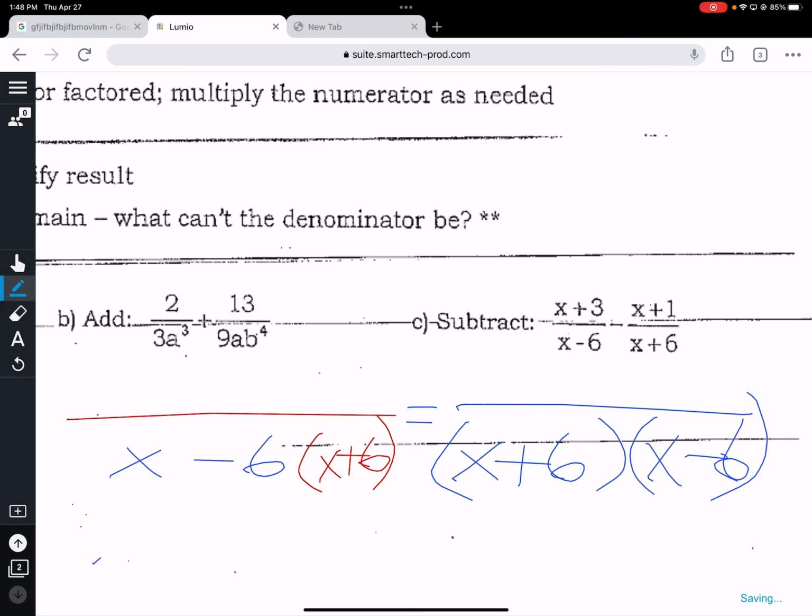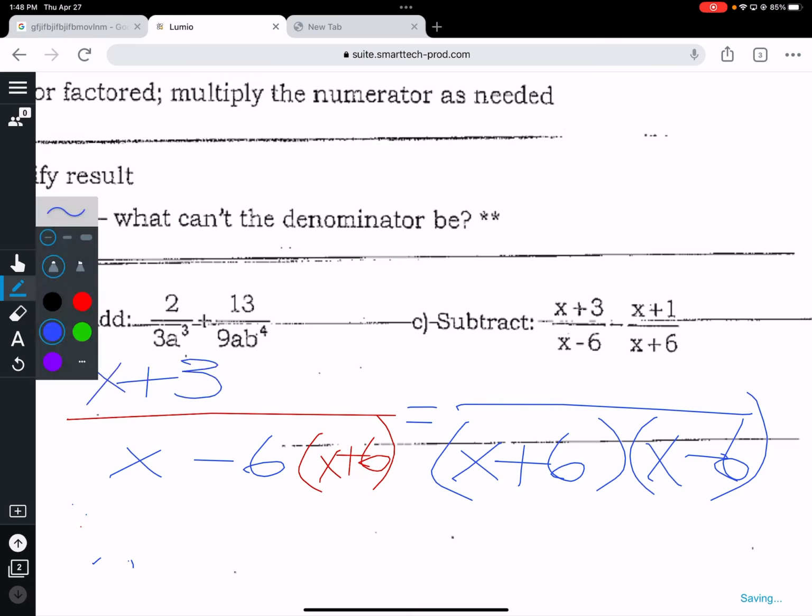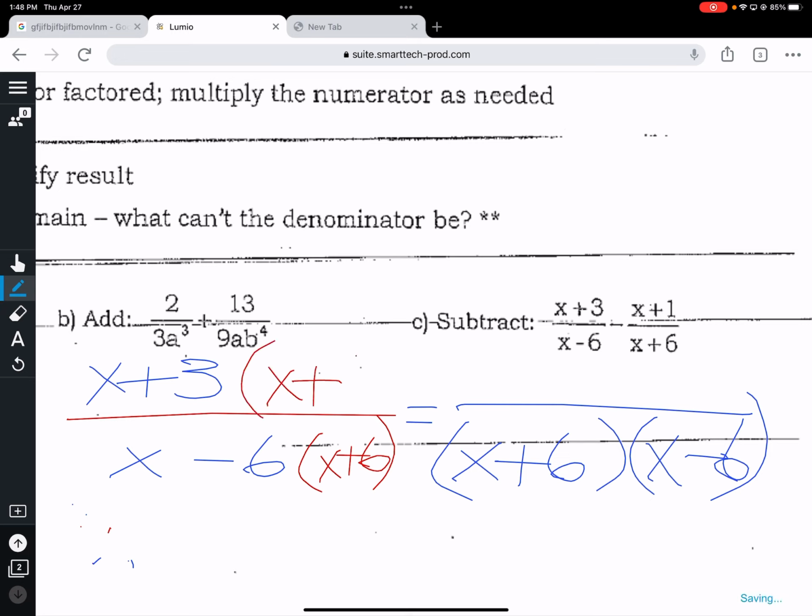In the original, yes, we have a numerator, and it is x plus 3. What did I do to the denominator? You multiplied by x plus 6. So what do I have to do to the numerator? Multiply by x plus 6. It's a FOIL, so it's going to be x squared.